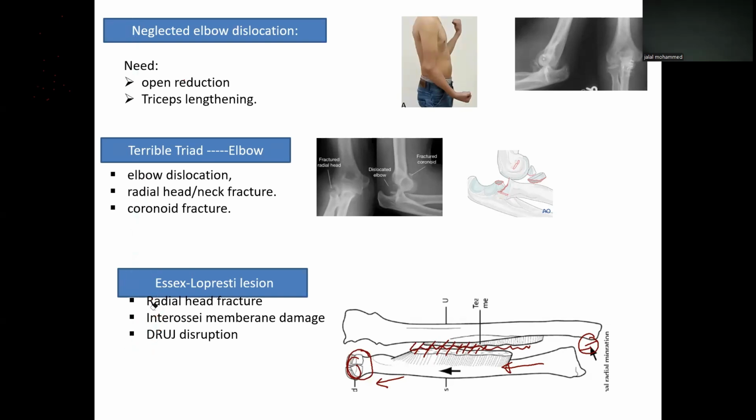So here, what are the things you need to remember? There is acute elbow dislocation, there is neglected elbow dislocation, terrible triad of elbow, and Essex Lopresti lesion. So this is all about today's class.